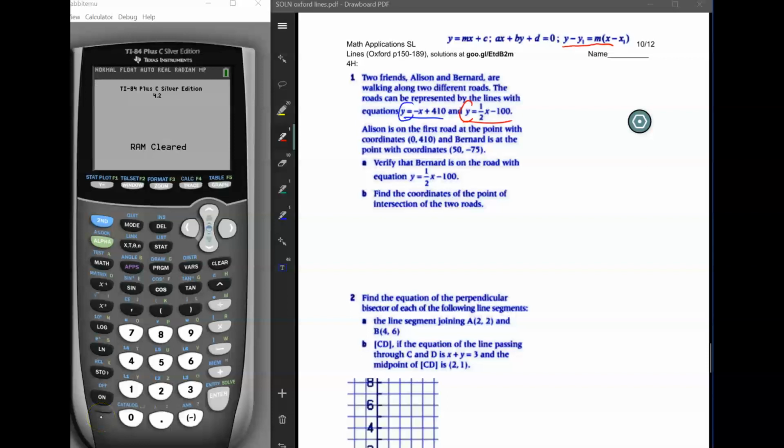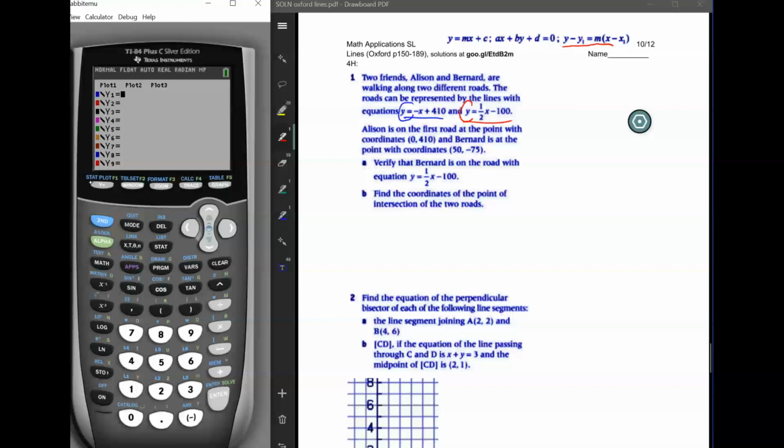Page 10 of lines. Two friends, Allison and Bernard, are walking along two different roads. The roads can be represented by the lines with equations y equals negative x plus 410 and y equals 1/2 x minus 100. They just gave you functions. So if you get functions in our class, you may put them in the calculator. I'm going to put the first one into the blue y1 position. I'm going to put the second one in the red y2 position.